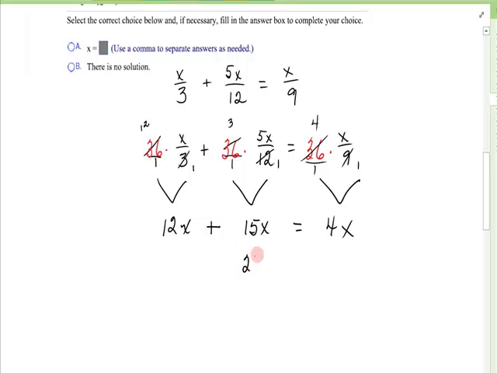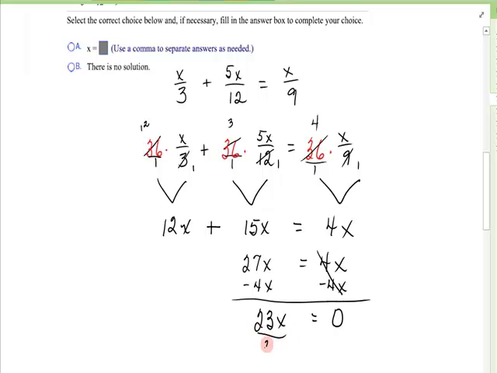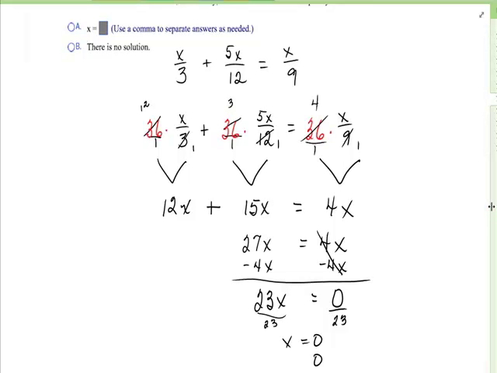If I combine these, I have 27x is equal to 4x. The rule is when I have variables on both sides, I have to use addition or subtraction, depending on the signs, to eliminate one of them. I eliminate that, and this is going to give me 23x is equal to 0. Divide by 23, x is 0. Now, if x is 0, does that make this denominator 0? No. This one, no. This one, no. So this is a completely valid answer. x is 0.